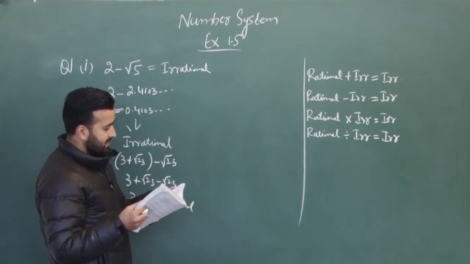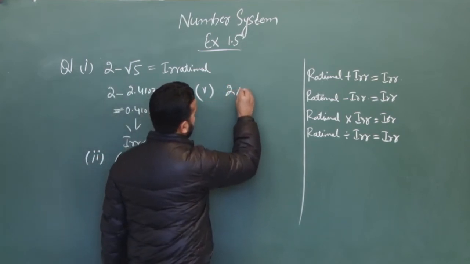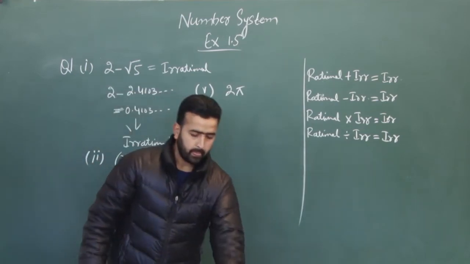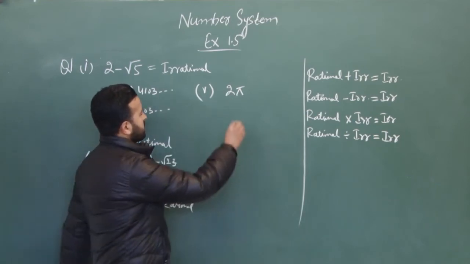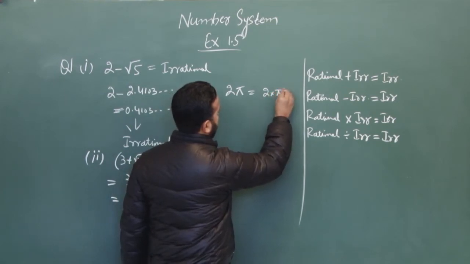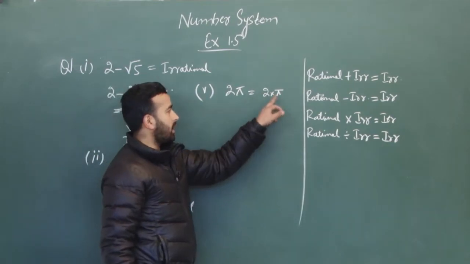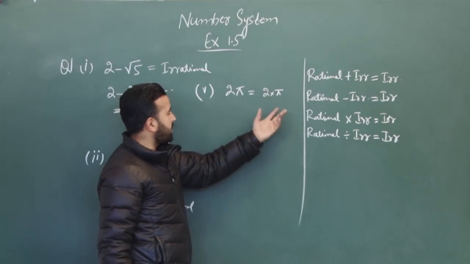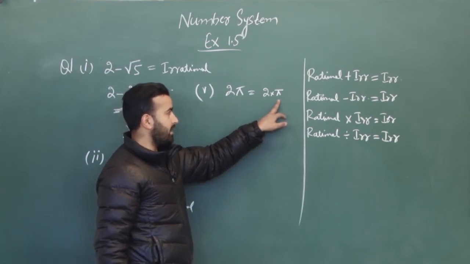Let us take one of the examples that I find is also an important example from this question. See, what about 2 multiplied by pi? You can see here we have the multiplication operation in between 2 and pi. And we know 2 is simply a rational number, and it has been multiplied by pi. Pi, we have discussed in detail as well, is an irrational number.